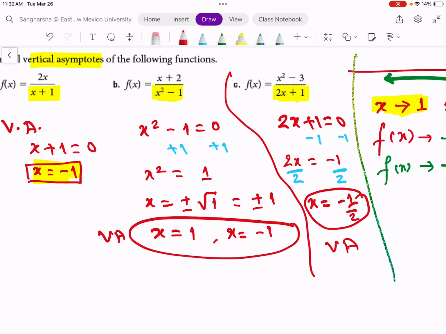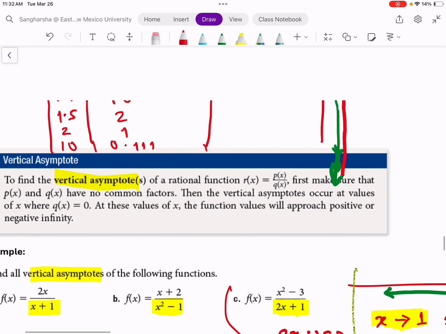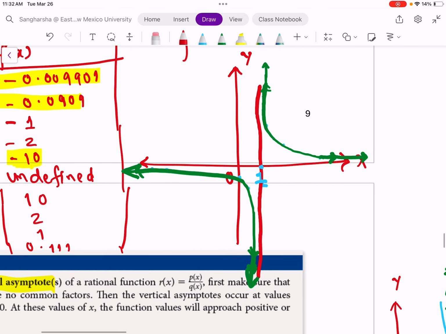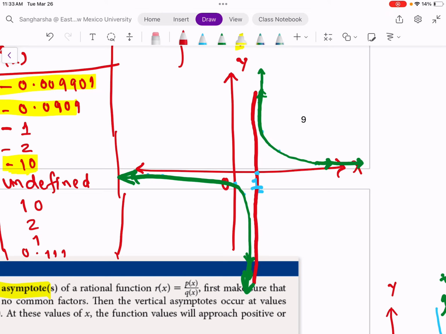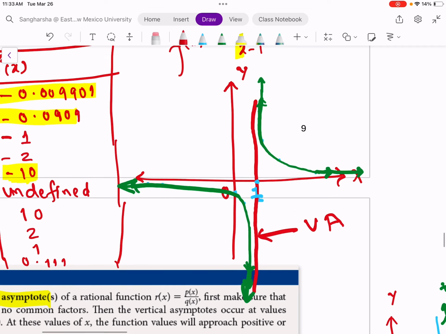So if you have a graph and you see the function is undefined at some x values, then at those x values we have the vertical asymptote. Like here, the function is undefined at 1. So we draw a vertical line at 1. And this vertical line is the vertical asymptote.